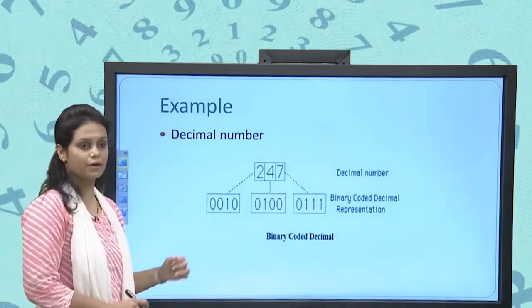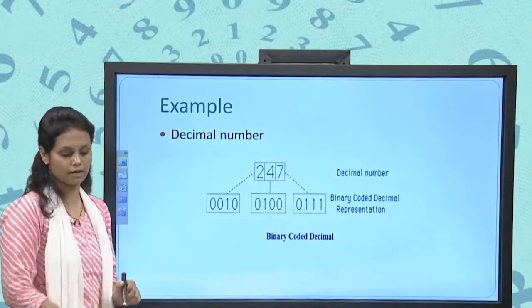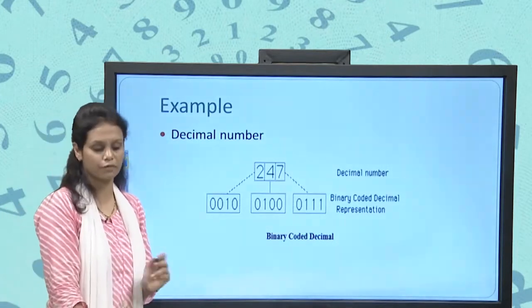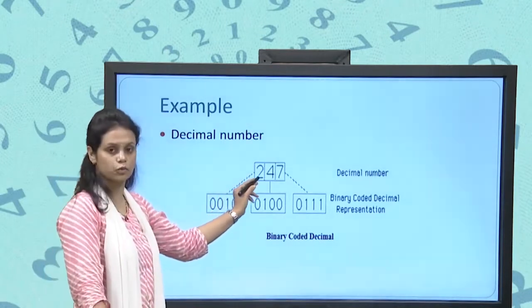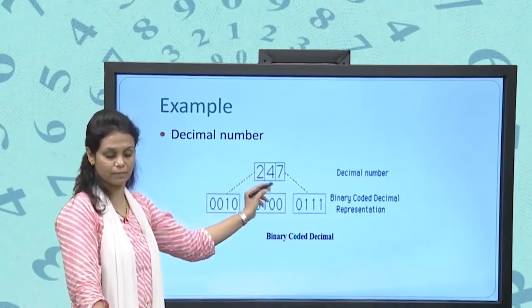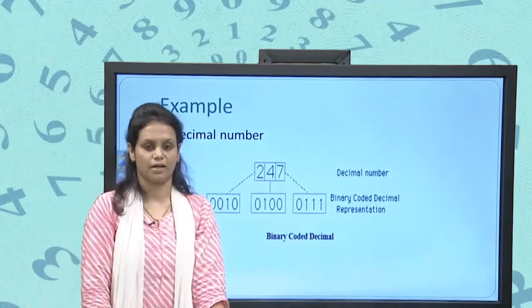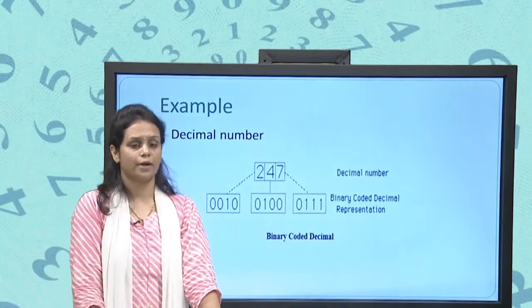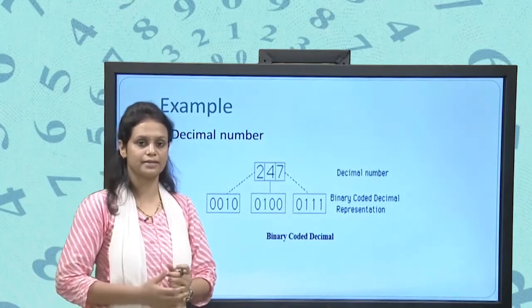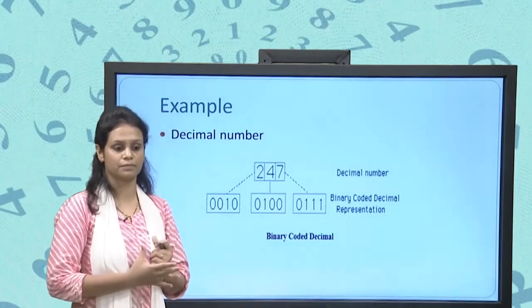Now this is the example of the binary coded decimal. How will we write our number, or how will we convert our number to the binary coded decimal? Now see, our decimal number is 247. This is our decimal number. What is the meaning of the decimal number? The decimal number is the 10 base number. Okay. Now what is the difference between binary coded decimal and the binary numbers?